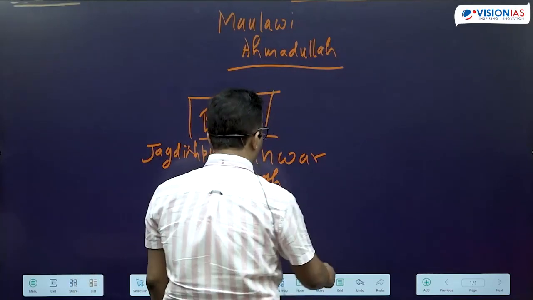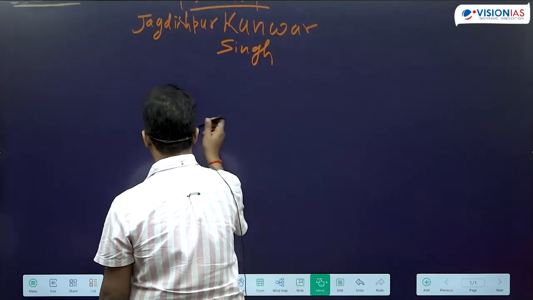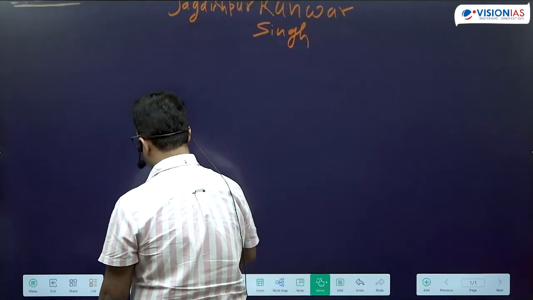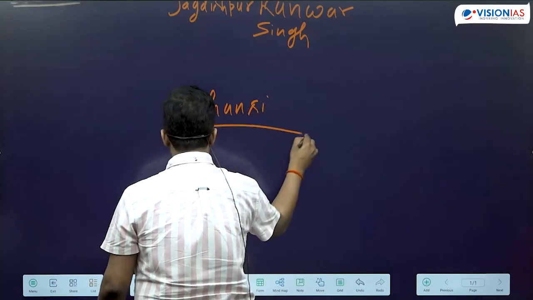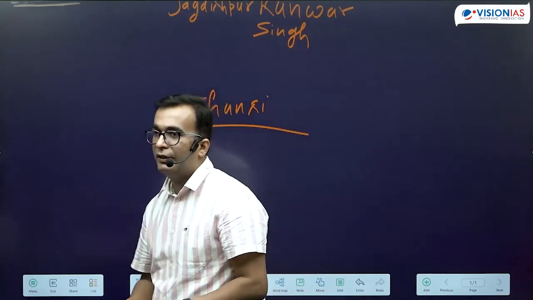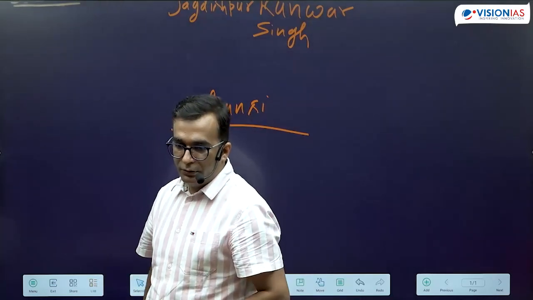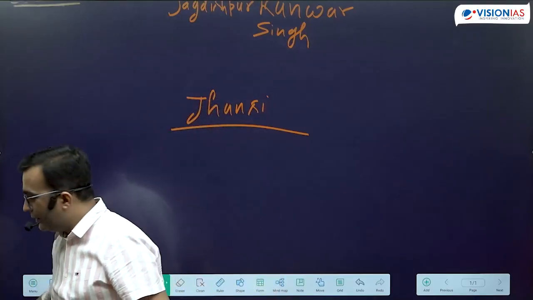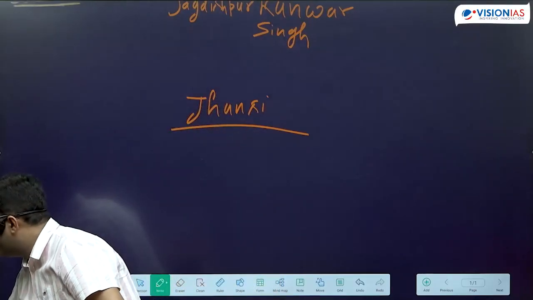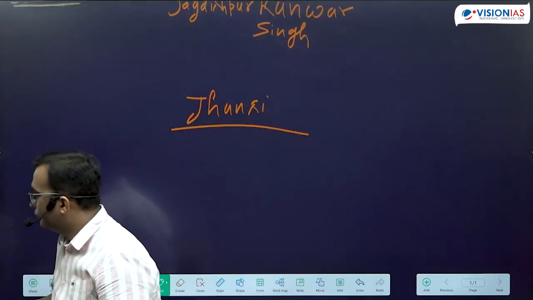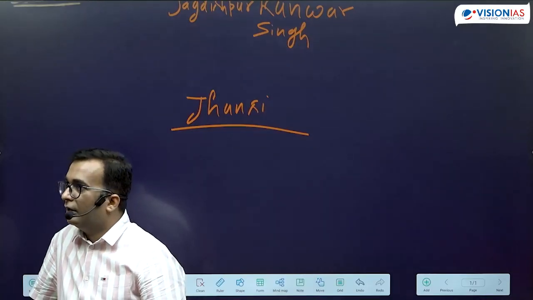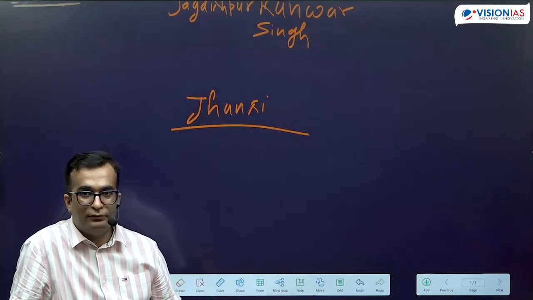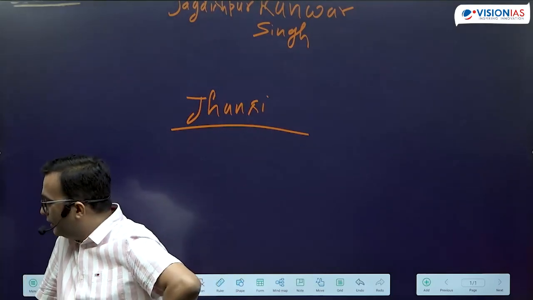Then Jhansi, you write. The entire story that I told you hasn't to be written, but a few things we can mention about her. So in Jhansi, you write a little bit of background of Rani Lakshmi Bai. Rani Lakshmi Bai was originally known as Manikarnika.